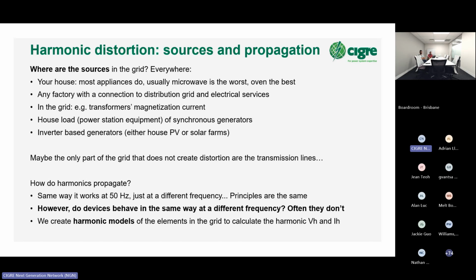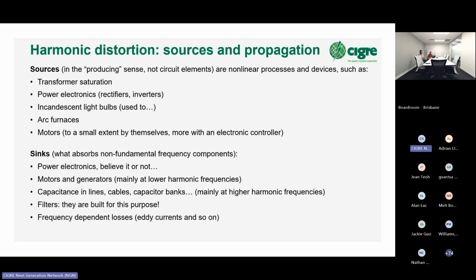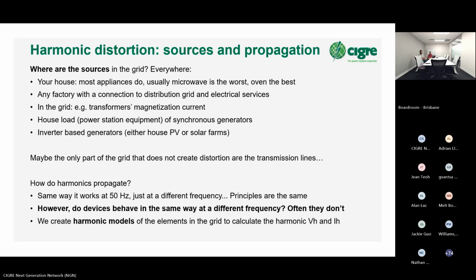Again, sources of propagation: where are the sources? Here, where are they? Everywhere. There isn't anyone that is generating none. In your house, heaps of them. Get yourself an oscilloscope with a current clamp and have a look at your microwave current. You wouldn't even say that it is absorbing anything at 50 hertz. It's truly bad. The oven, no, that's the best, because it's a big resistor that doesn't change much in temperature. It's quite nice and replicates the voltage. It's a very good approximation of a resistor.